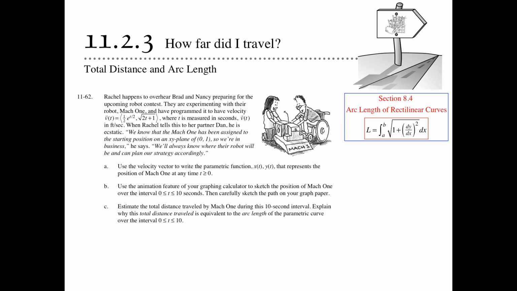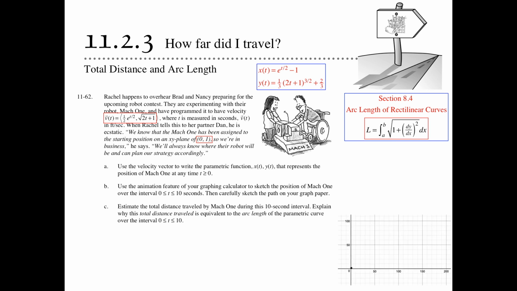Now, the first problem of this lesson, problem 11-62, foreshadows a very big upcoming problem at the end of this chapter. That problem will be called the robot battle. And in this problem, one of the robots, Mach 1, is being programmed with a parametric equation that tells us its velocity, and we're also given information about its starting position. So in part A, your students will use that information to write a parametric equation that represents position of Mach 1 on the coordinate plane starting at time equals 0. And then they will plot that parametric equation on their calculators and they will animate it.